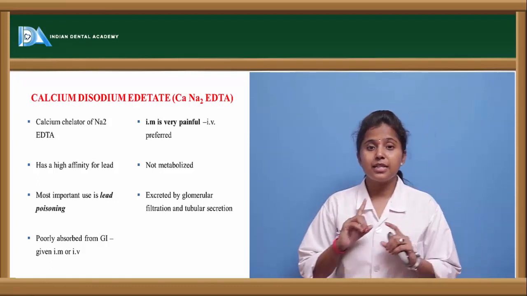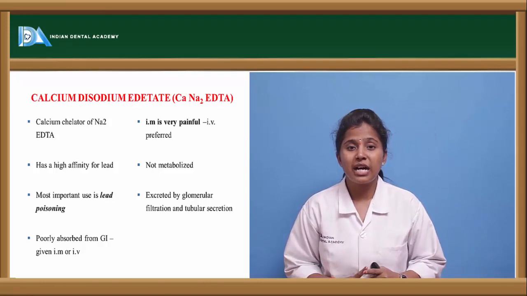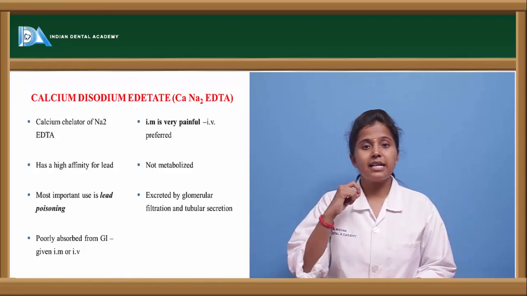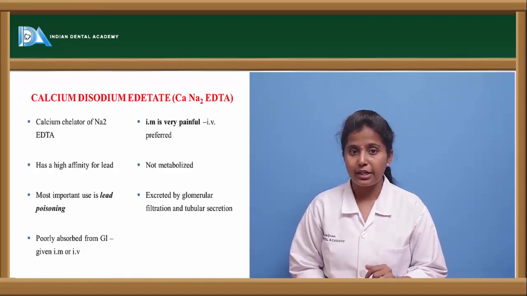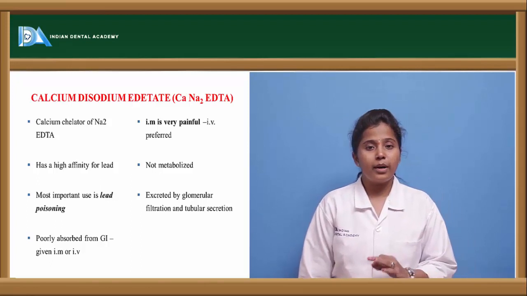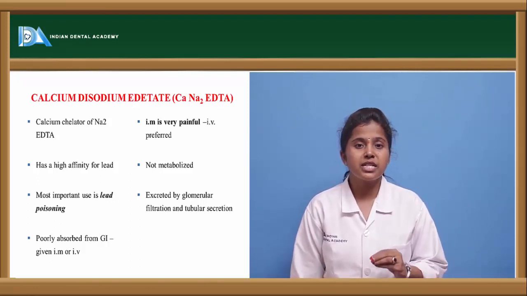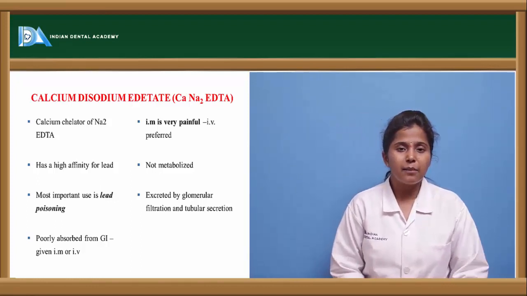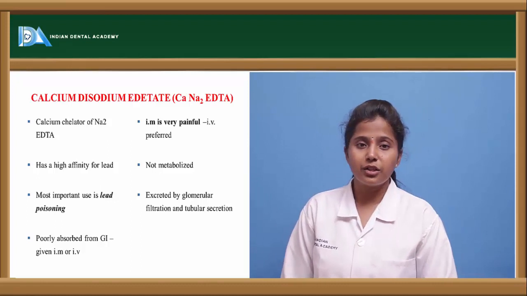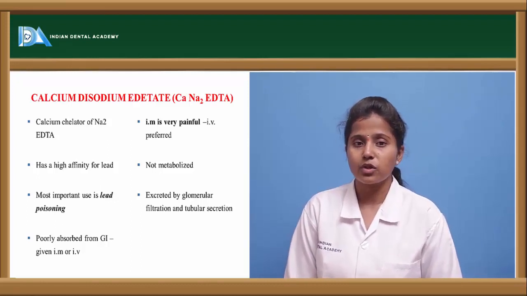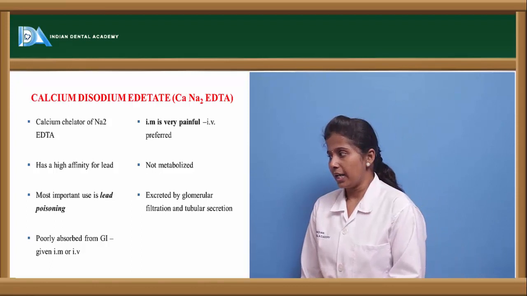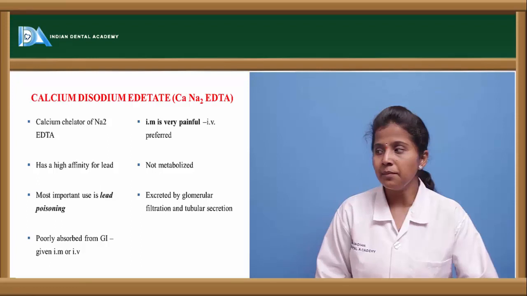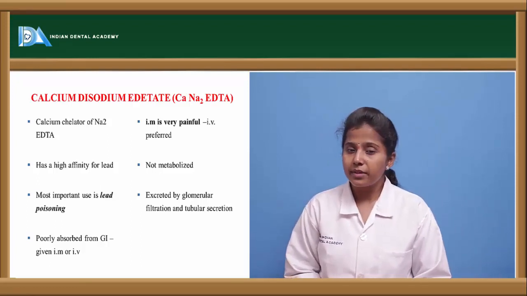The ideal characteristic feature of a chelator is that it should have greater affinity for that heavy metal. So this calcium disodium EDTA has greater affinity when compared to all other chelating agents. The route of administration is IV. Mostly IV is preferred over IM, because when given IM, it causes pain, and in a few people it may lead to severe pain. It is mostly used in lead poisoning, and it is not used in cadmium as well as ferrous poisoning.